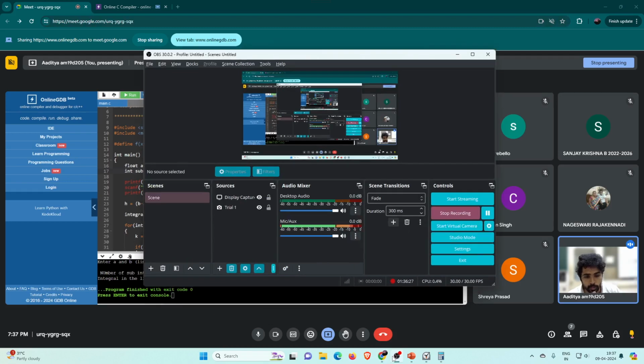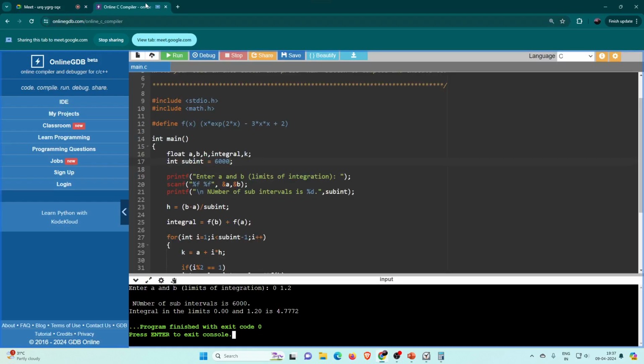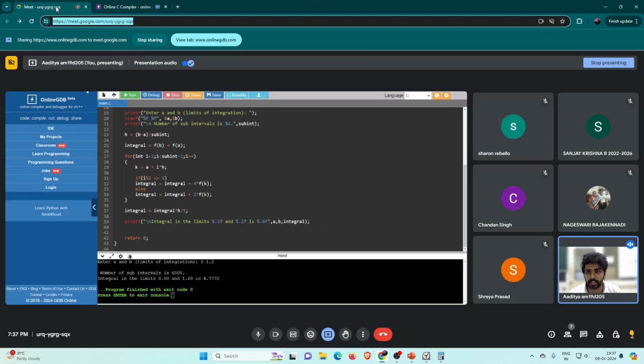The sound was not being recorded, so I'll just repeat it one more time. Why I didn't get the correct answer while writing was because I took the integral of e power 2x as 2 into e power 2x, whereas I should have taken it as e power 2x divided by 2. Okay, so that was one mistake I made. That is why I got minus 12 point something.